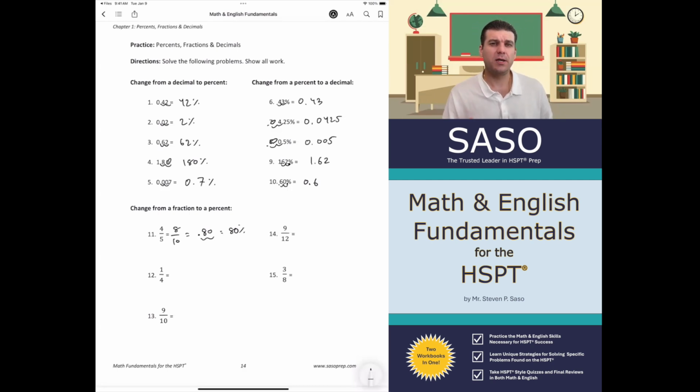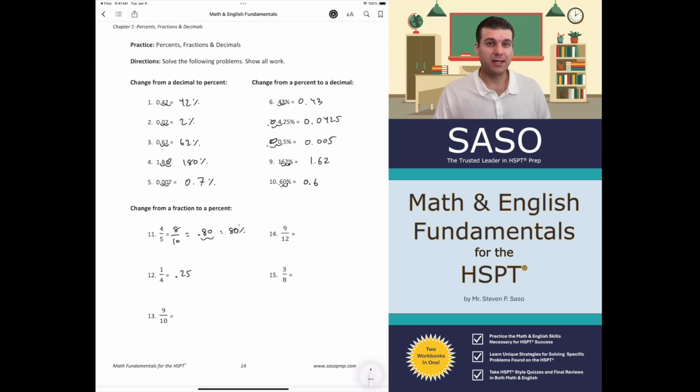1/4. Now this is another one that you want to have memorized as a decimal, and I always tell students think of like quarters in a dollar. So 1/4 in a dollar is 25 cents. 0.25.